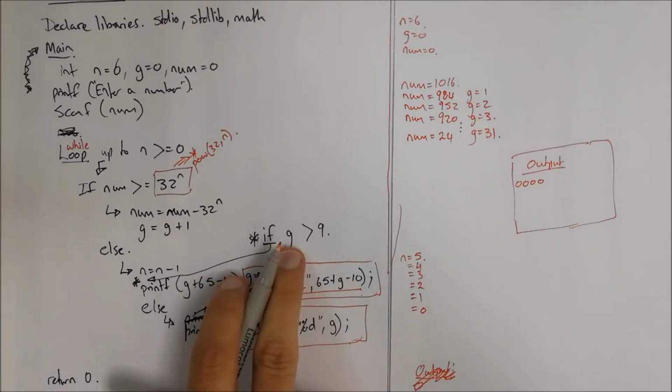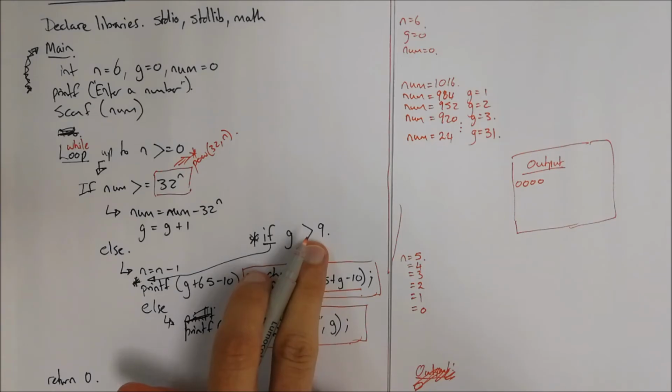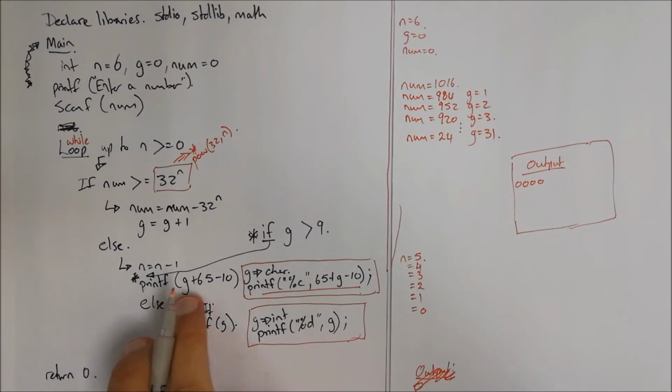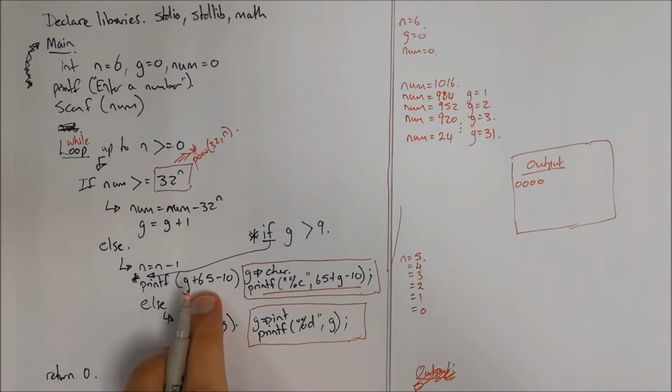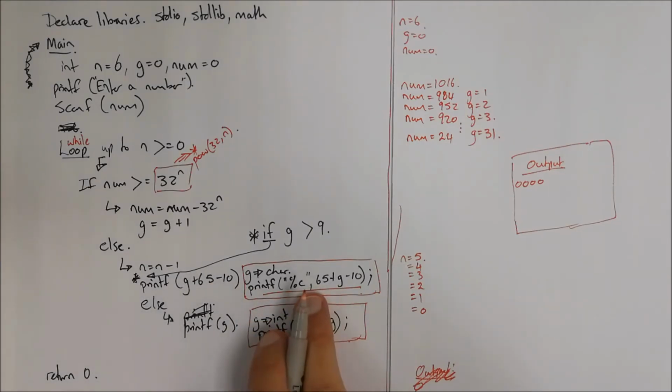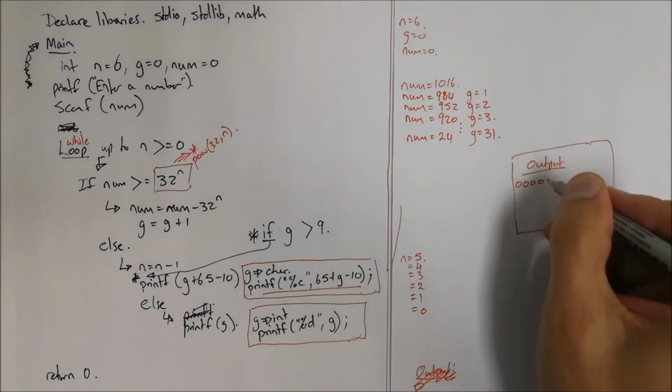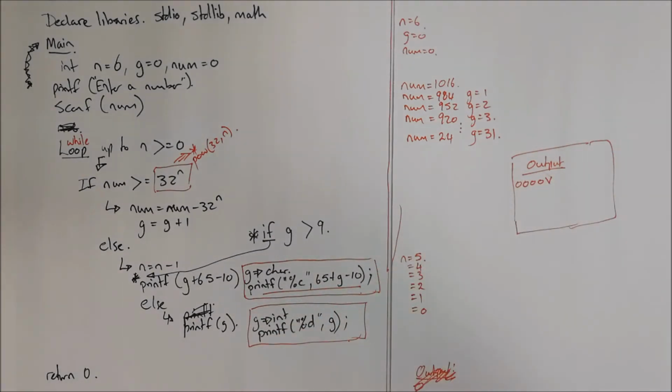Is g larger than 9? Yes, it is. G is 31. So now it's going to have to printf this. So it's 31 plus 65 minus 10, which will then print out the character correlating with that. In this case, it was a V. So on our output, we will see a V.